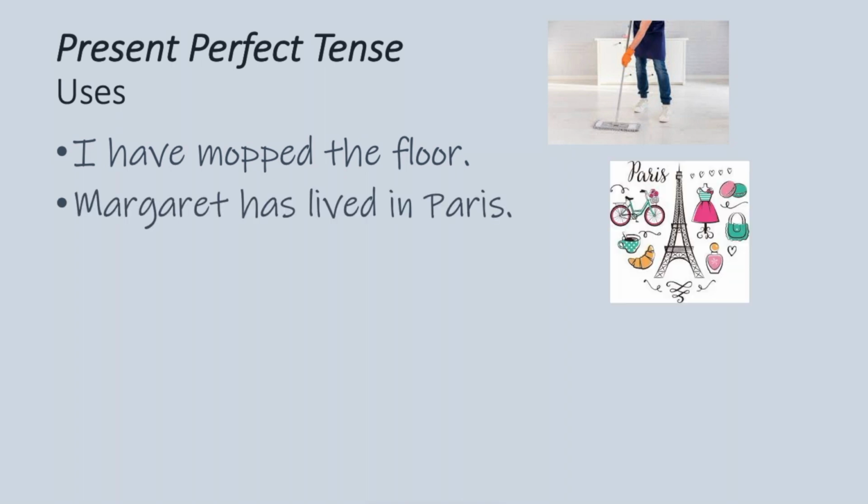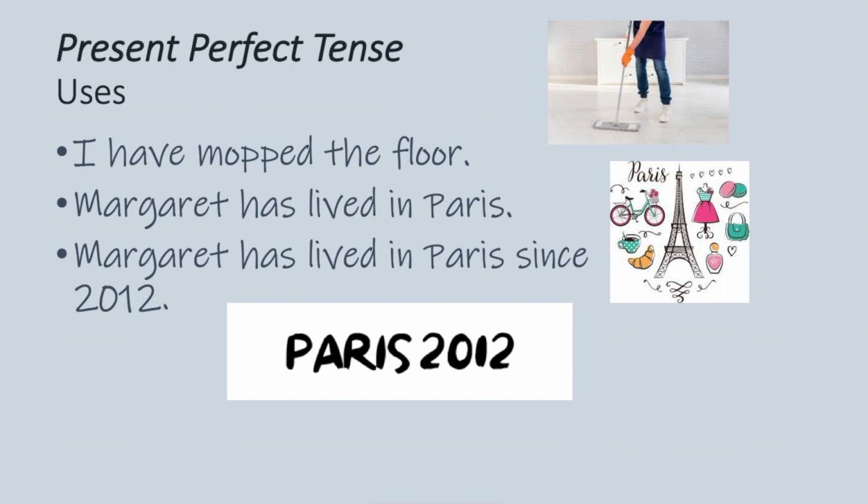Another example, Margaret has lived in Paris. When I say this, it means that Margaret doesn't live in Paris now, but she did in the past. It's not the same as present continuous because the action isn't happening right now. It's not happening anymore. Now, if I say Margaret has lived in Paris since 2012, it means she moved there in 2012 and she still lives there.